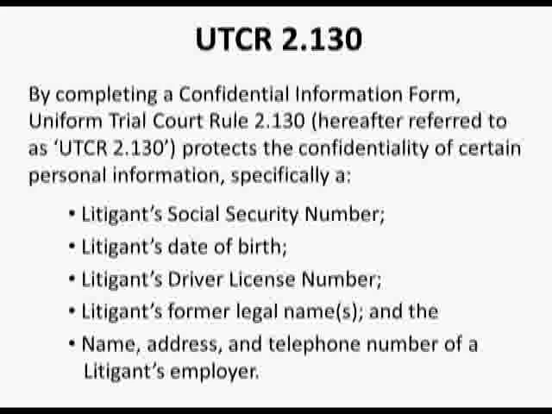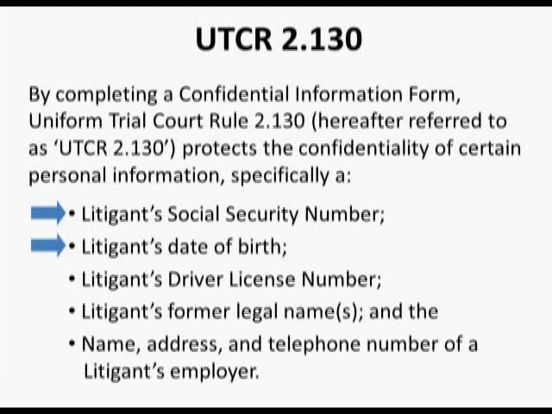UTCR 2.130. By completing a confidential information form, Uniform Trial Court Rule 2.130, hereafter referred to as UTCR 2.130, protects the confidentiality of certain personal information, specifically a litigant's Social Security number, litigant's date of birth, litigant's driver license number, litigant's former legal names, and the name, address, and telephone number of a litigant's employer.